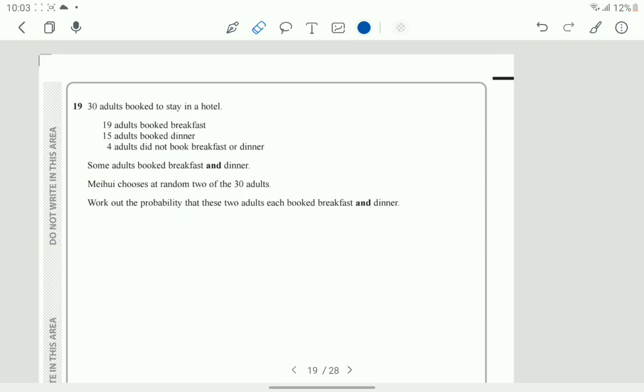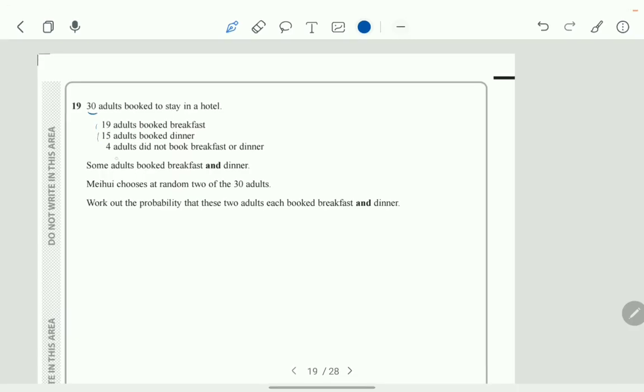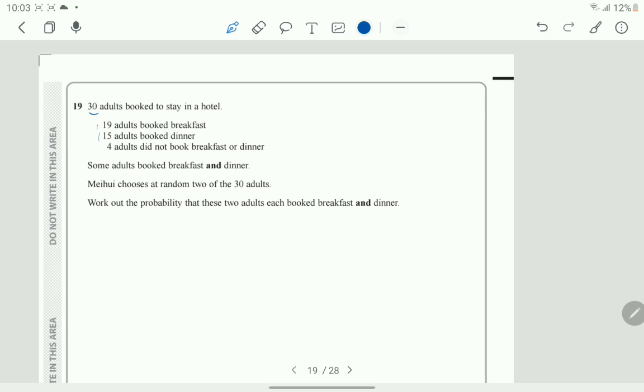30 adults booked to stay in a hotel. 30 is the total data size. 19 adults booked breakfast, and 15 adults booked dinner. 4 adults did not book breakfast or dinner.